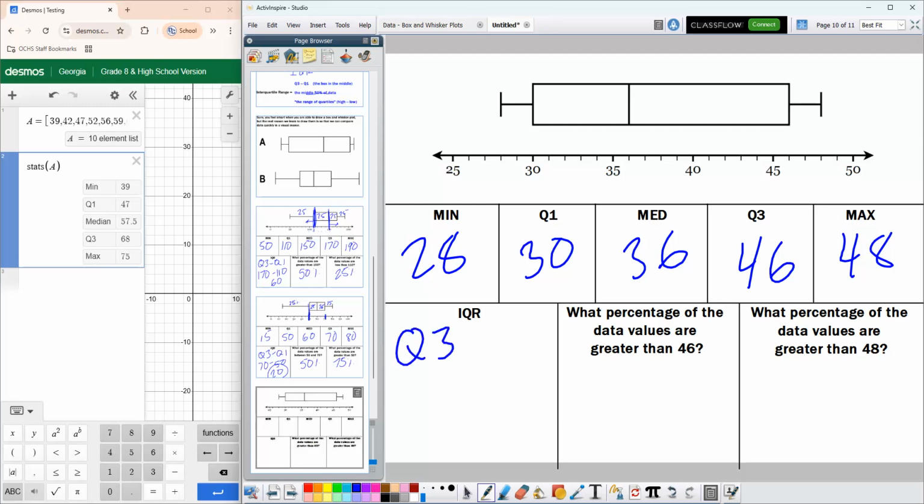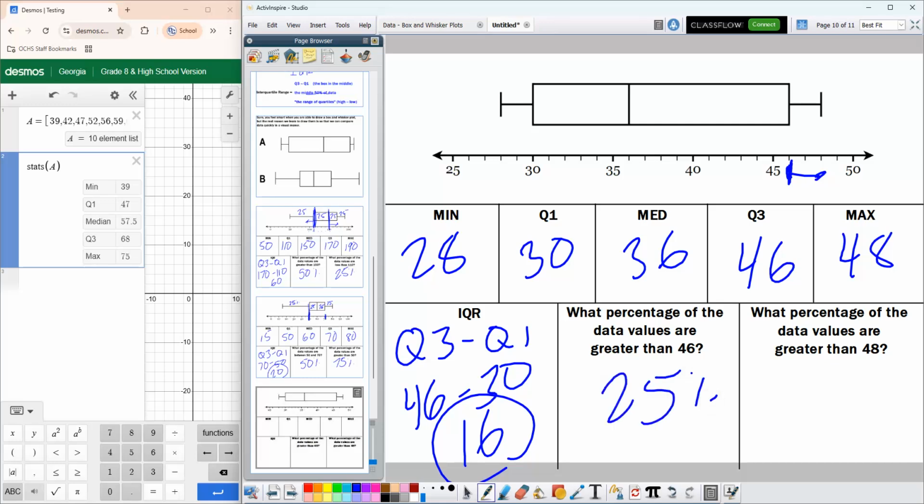The IQR is Q3 minus Q1. 46 minus 30 is 16. What percentage of the data values are greater than 46? 46 would be right there. So you want that way. That's 25% of the data. What percentage is greater than 48? 48's right there. How much is greater than 48? None of them. 0%. There are no numbers over there.